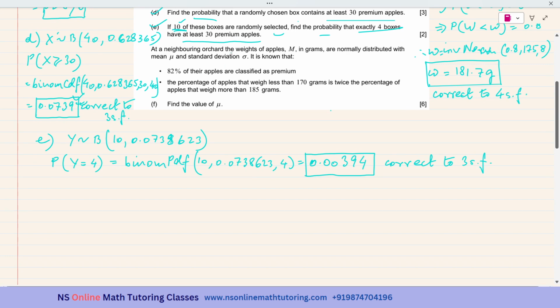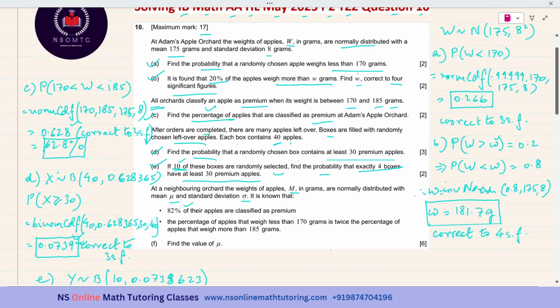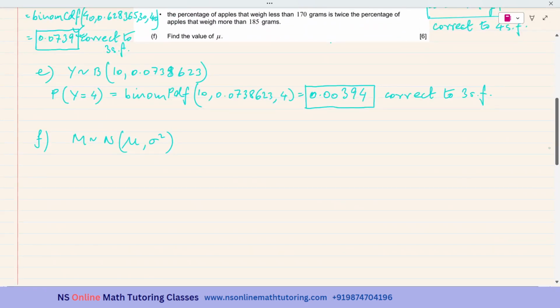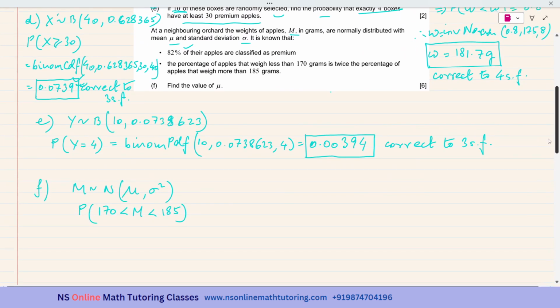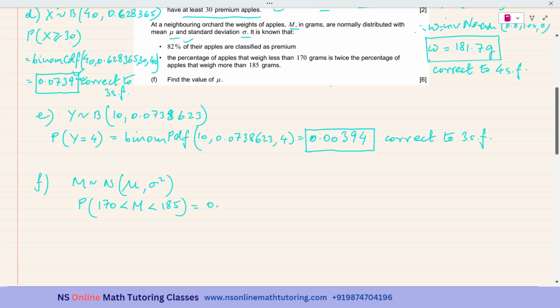Fine. At a neighboring orchard, the weights of apples M in grams are normally distributed with mean mu and standard deviation sigma. M is a normal distribution variable with mu as the mean and sigma as the standard deviation, so variance is sigma square. It is known that 82% of their apples are classified as premium, and premium quality is the apples which weigh between 170 and 185 grams. So P of 170 < M < 185 will be equal to 82%, so 0.82.